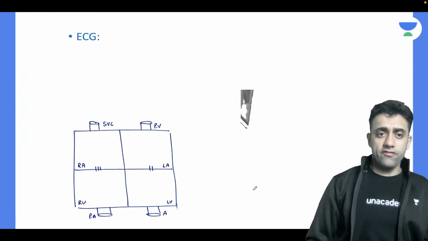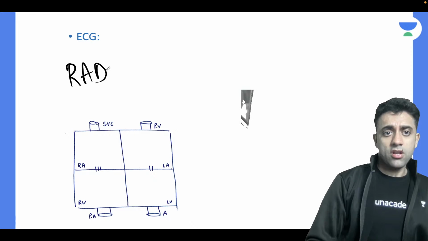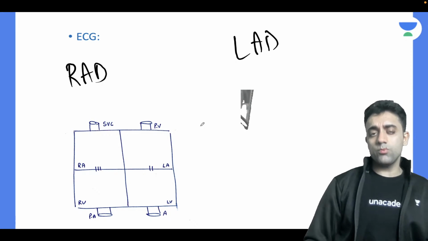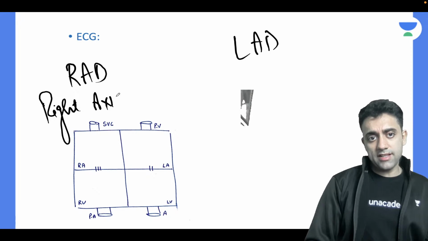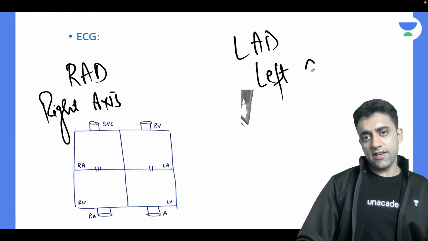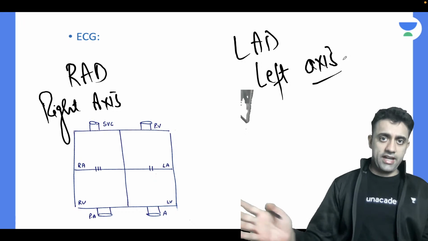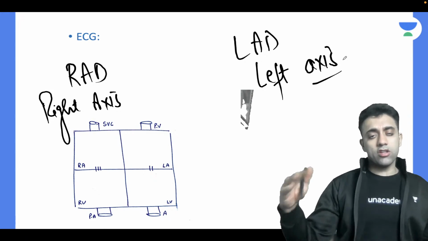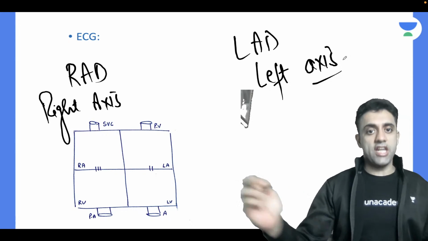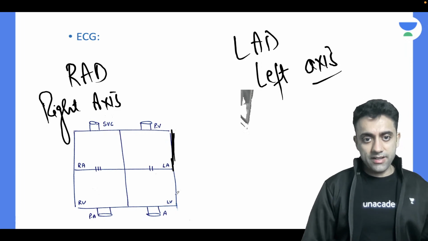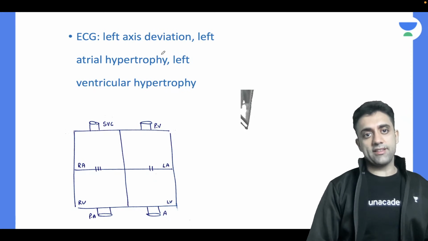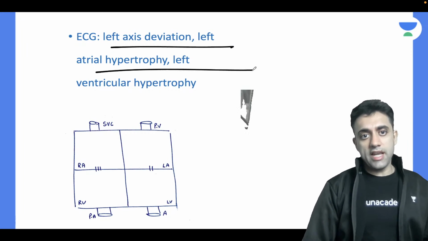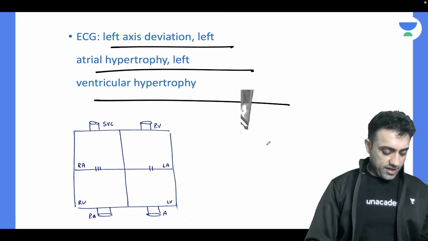What will you find in the ECG? Will you see a right axis deviation or a left axis deviation? There is something known as right axis deviation and something known as left axis deviation. Whichever side of the heart gets enlarged, the ECG will automatically show that side deviation. So here our left atrium and left ventricle are predominantly getting enlarged, so you will have a left axis deviation, left atrial hypertrophy and left ventricle hypertrophy.